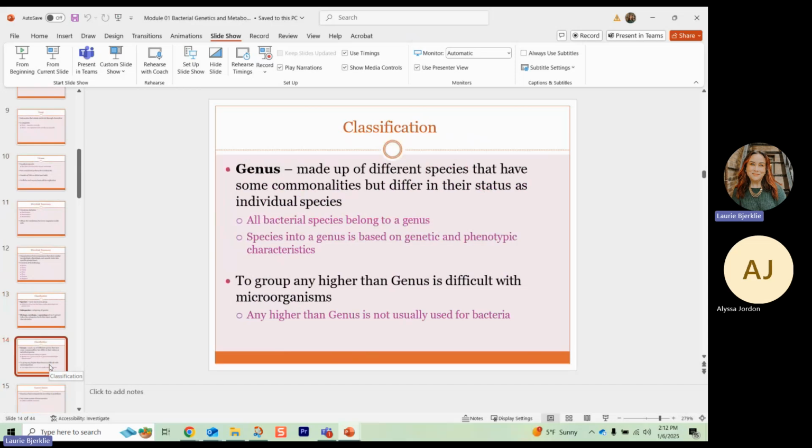All right, so again, genus and then species. All of our bacterial species will belong to a genus, and then the species of that genus gives it further genotype and phenotype characteristics. So we don't really talk about anything higher than a genus in microbiology. We're always talking about genus and species.